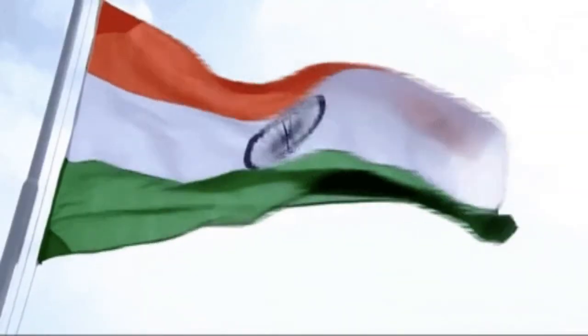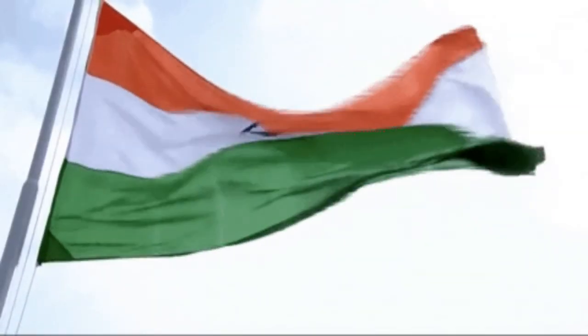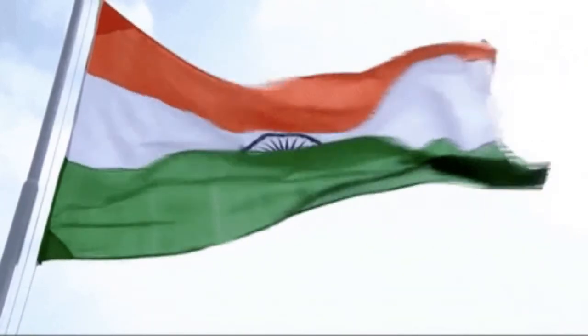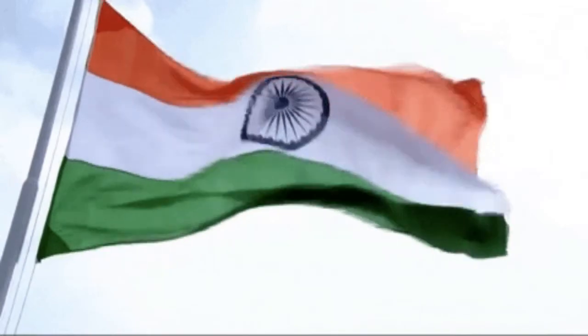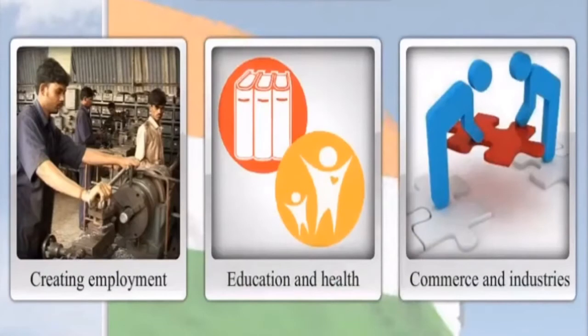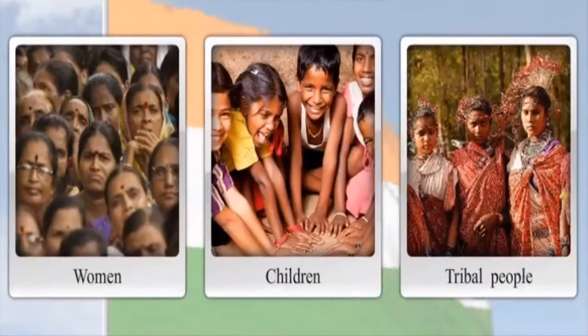Governance or administration is the process of taking decisions regarding the issues before the country. Governance is undertaken by the government. The government has to make rules relating to defending the boundaries, protecting the people, eradication of poverty, creating employment, education and health, commerce and industries. Laws relating to women, children, and tribal people are also necessary.